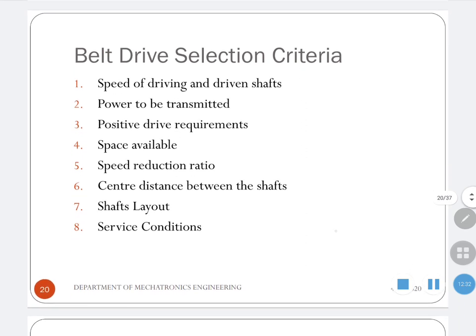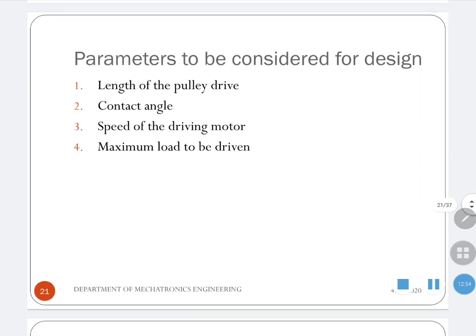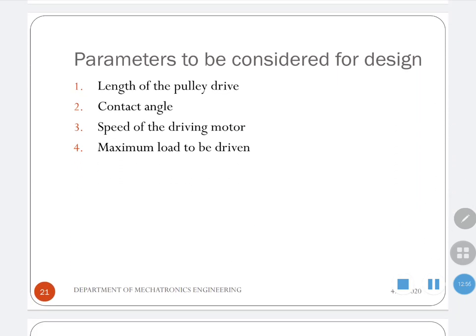These are the belt drive selection criteria: speed of driving and driven shafts, power to be transmitted, positive drive requirements, space available, speed reduction ratio, center distance between the shafts, layout, and the service conditions. Parameters to be considered for design: length of the belt, drive contact angle, speed of the driving motor, and maximum load to be driven. These are the parameters that should be considered for a particular application.